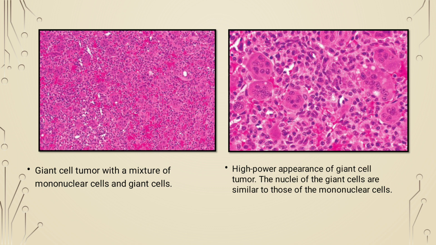In the first photomicrograph, we can see a mixture of mononuclear cells and giant cells. The second photomicrograph shows a higher power appearance of the giant cells. Along with that, we can see the nuclei of the giant cells are similar to those of the mononuclear cells.